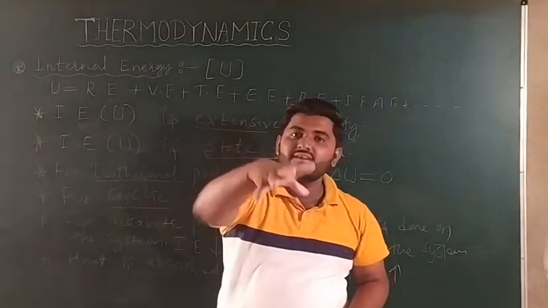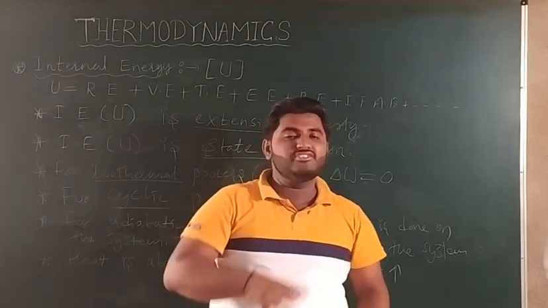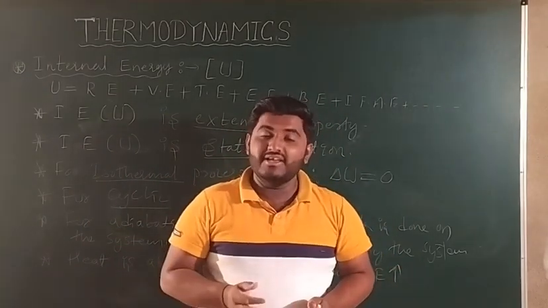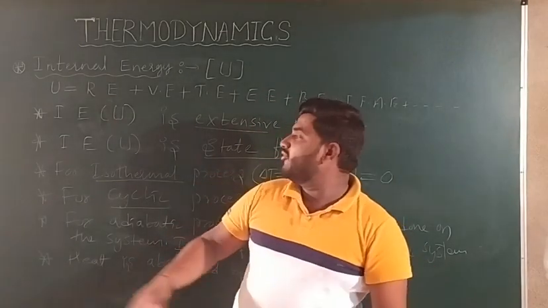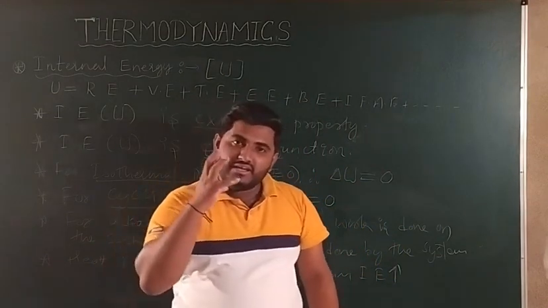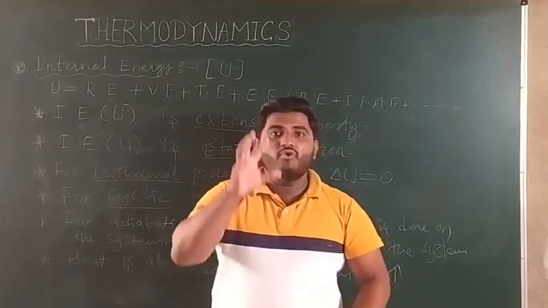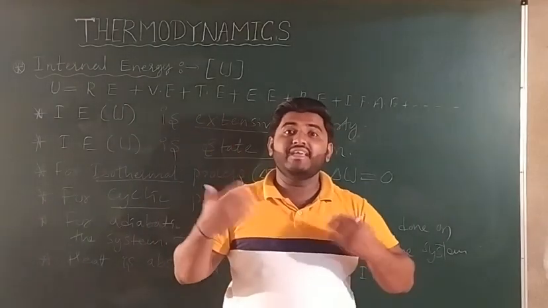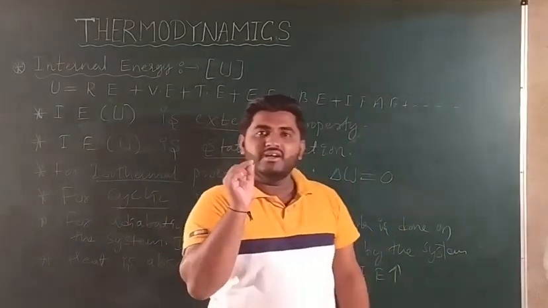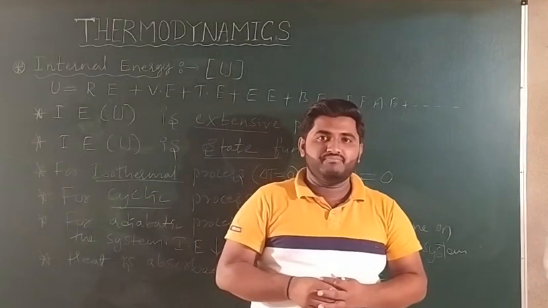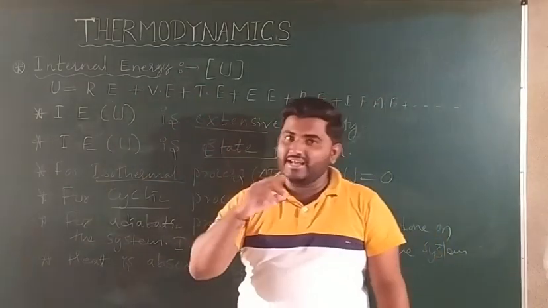And when heat is given by the system, released by the system, or evolved by the system, heat is given to the surroundings. At that time, some of the energy is lost from the internal energy, right? Therefore, when heat is given by the system or evolved by the system, internal energy decreases. When heat is absorbed by the system, internal energy increases. So these are some points you have to remember regarding internal energy. If you have any doubts regarding internal energy, you can comment below.